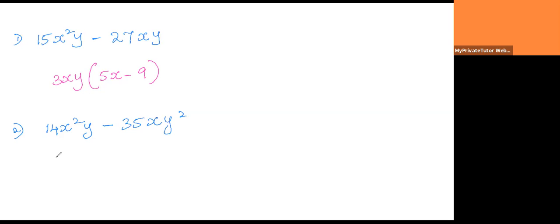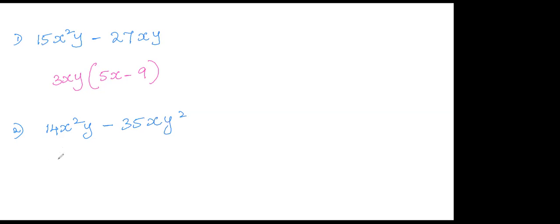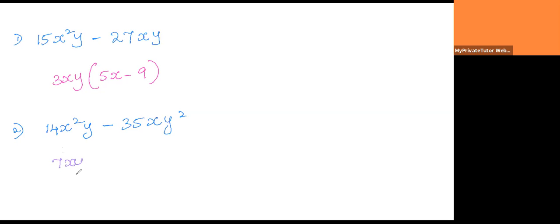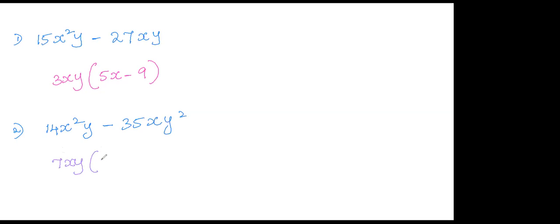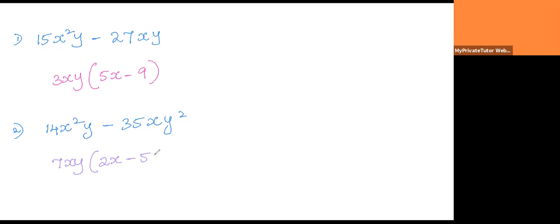Muhammad, would you like to answer, Iris? I'll answer you, sir. For this, the answer will be 7xy. Yes, sir. So 7x square y. Sorry, 7xy, bracket 2x, excellent, minus 5. Is there anything to write after 5?